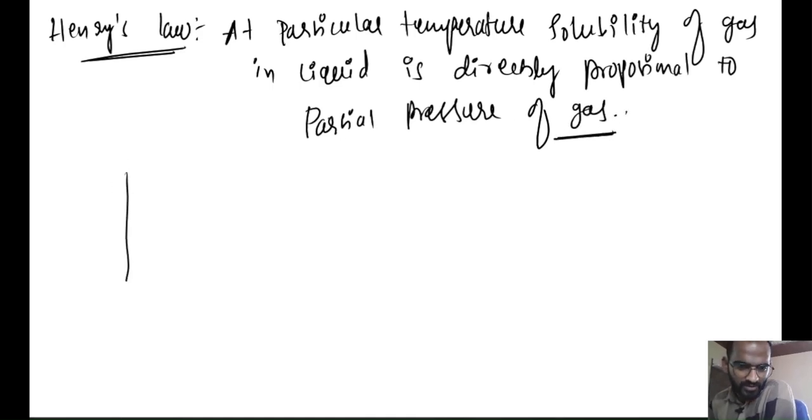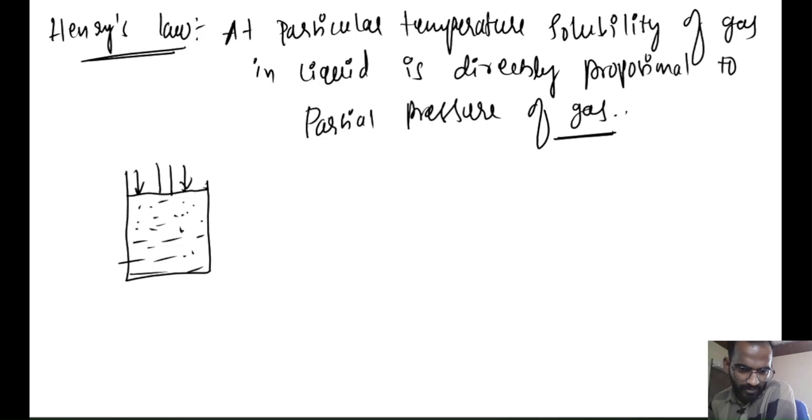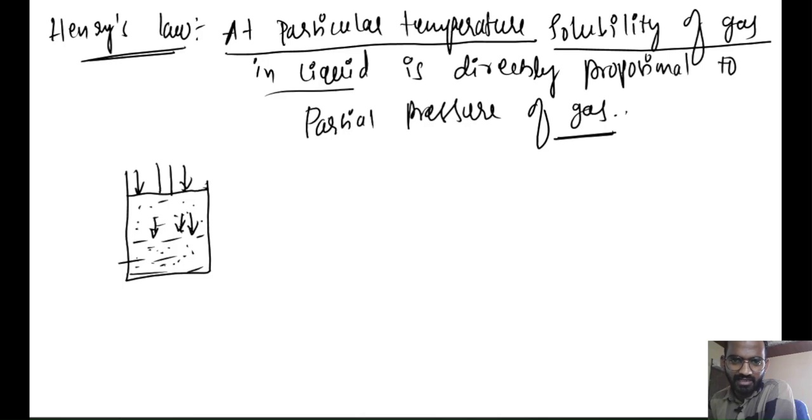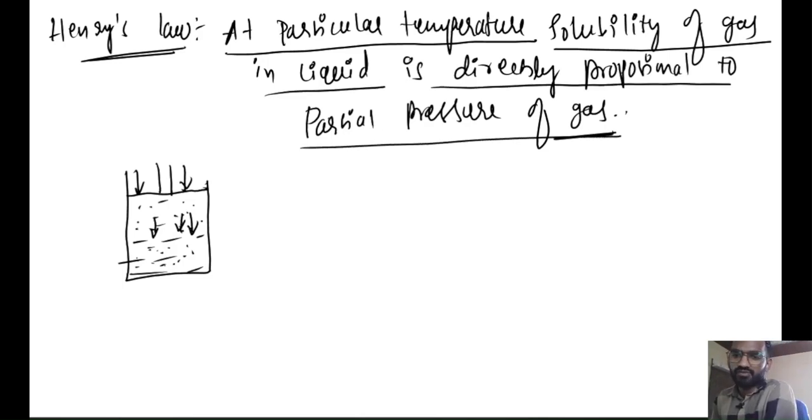What is it saying? See, same example I'll take. Here I am having water, and upside I am having oxygen gas. Now if I am applying pressure externally, this will create some pressure on the oxygen gas. Now the oxygen gas also will apply pressure on the water, no? So if the partial pressure of oxygen gas is increasing, then the solubility of oxygen gas in liquid also increases. So at a particular temperature, solubility of gas in liquid is directly proportional to the pressure or partial pressure of gas. If partial pressure of gas is increasing, then of course solubility will also increase.